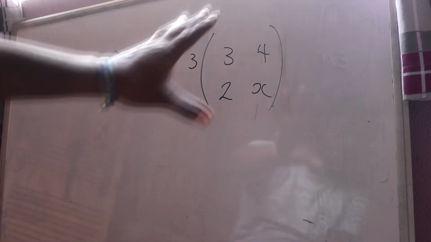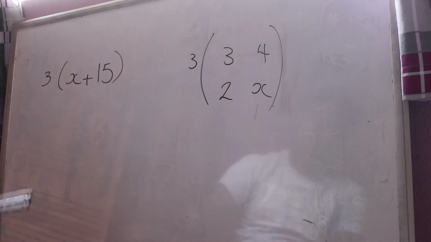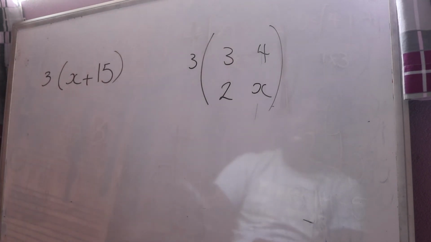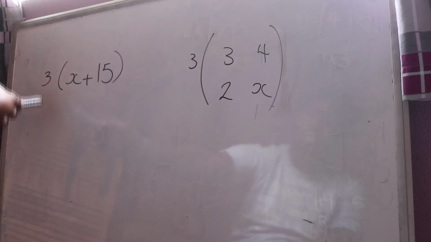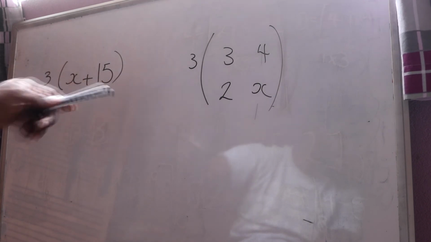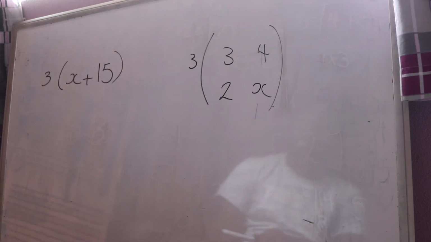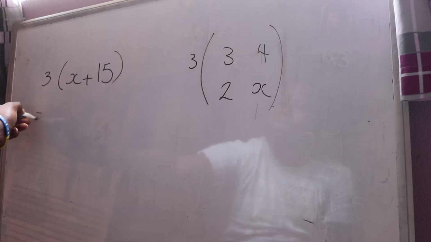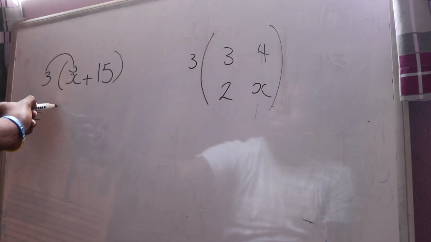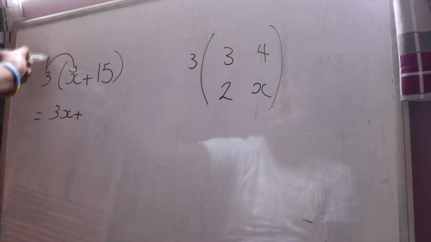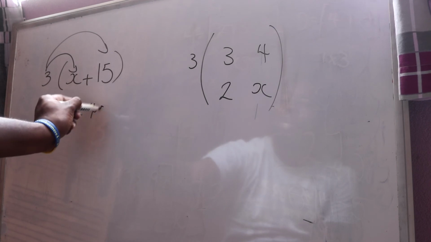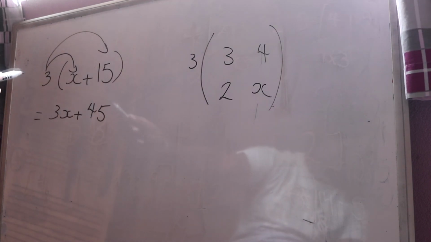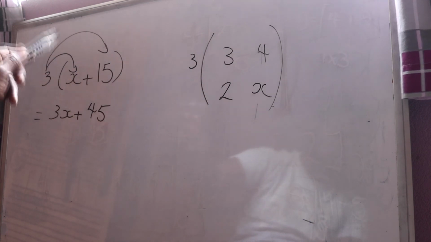Now a way you can think about this is expanding the brackets, because expanding the brackets is similar to this. Here we have a 3 on the outside, and inside the brackets we have x plus 15. If you remember, this uses the distributive law, where everything inside the brackets is multiplied by 3. So 3 times x gives you 3x, plus 3 times 15 gives you 45. So the 3 affects everybody on the inside. It's multiplying everybody on the inside.